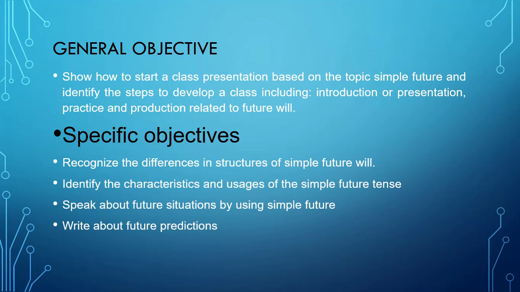Specific objectives in the class are four. Number one is to recognize the differences in the structure of Simple Future Will. Number two is to identify the characteristics and usages of the simple future tense. And number three is to speak about future situations by using simple future. And finally, write about future predictions.